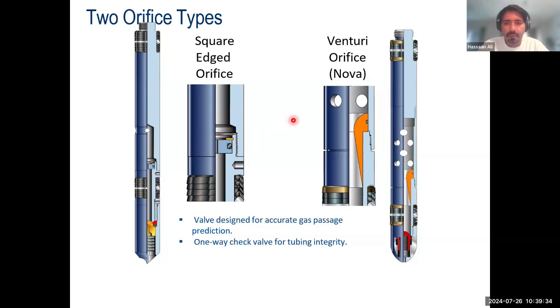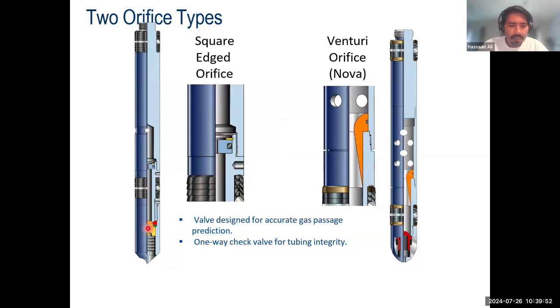There are other advanced designs as well, for example, in this case, a venturi type of orifice. This is called Nova. And this is just a better design used primarily in the offshore. This square edge orifice is primarily used in the onshore applications.